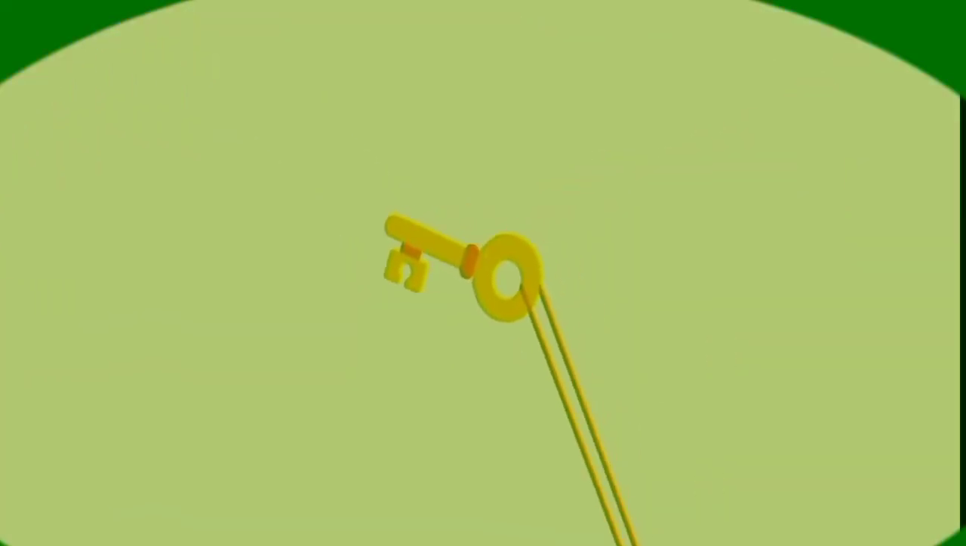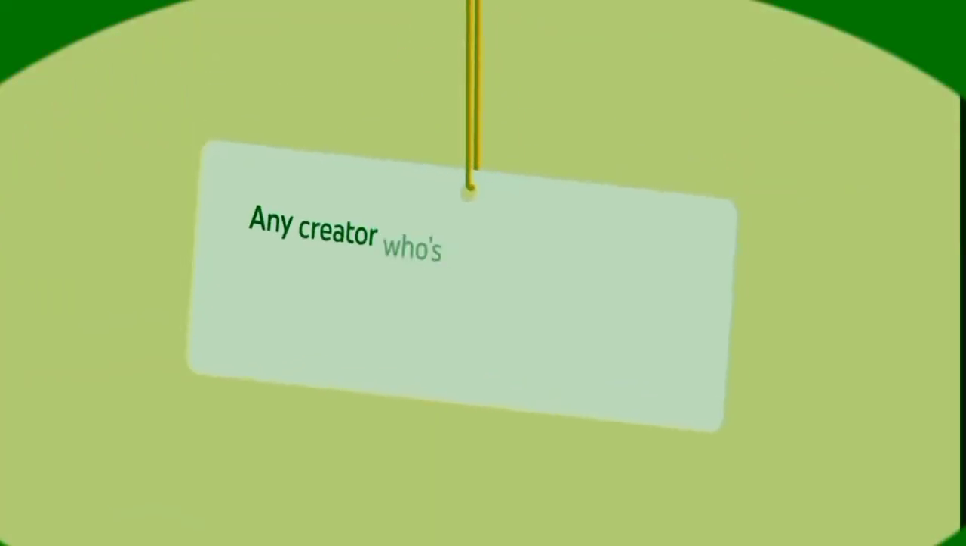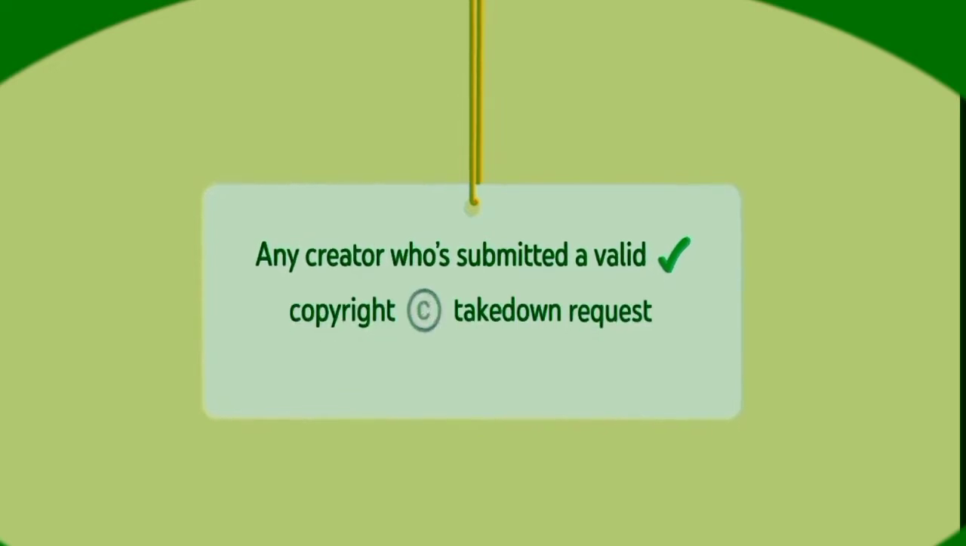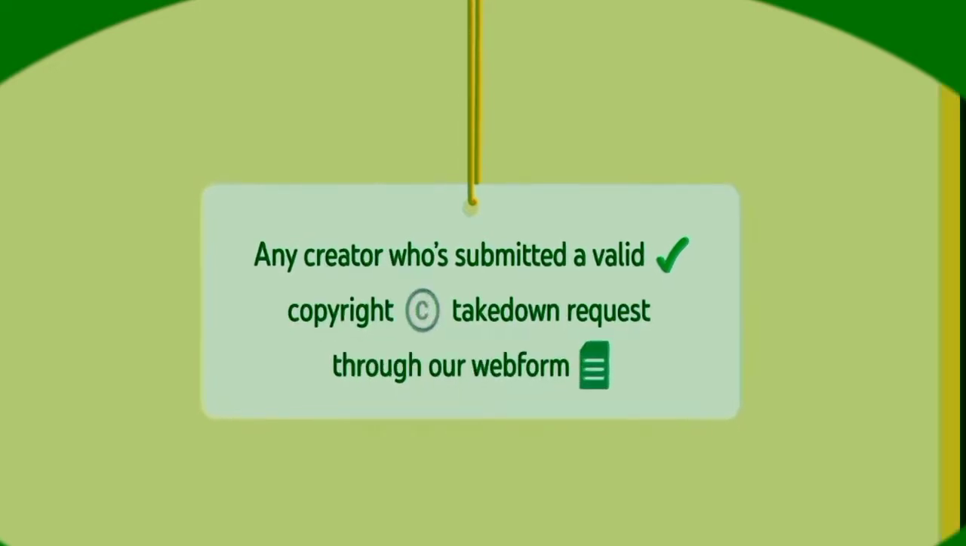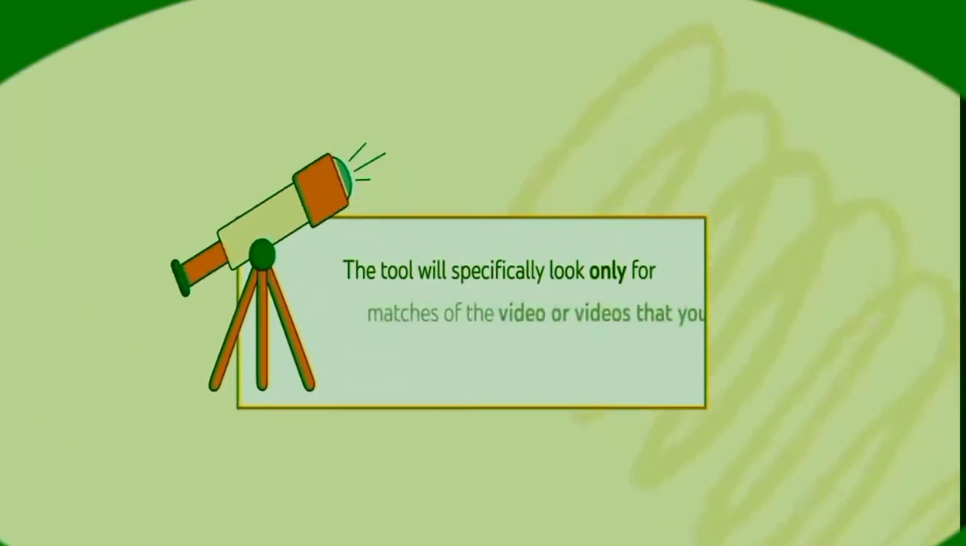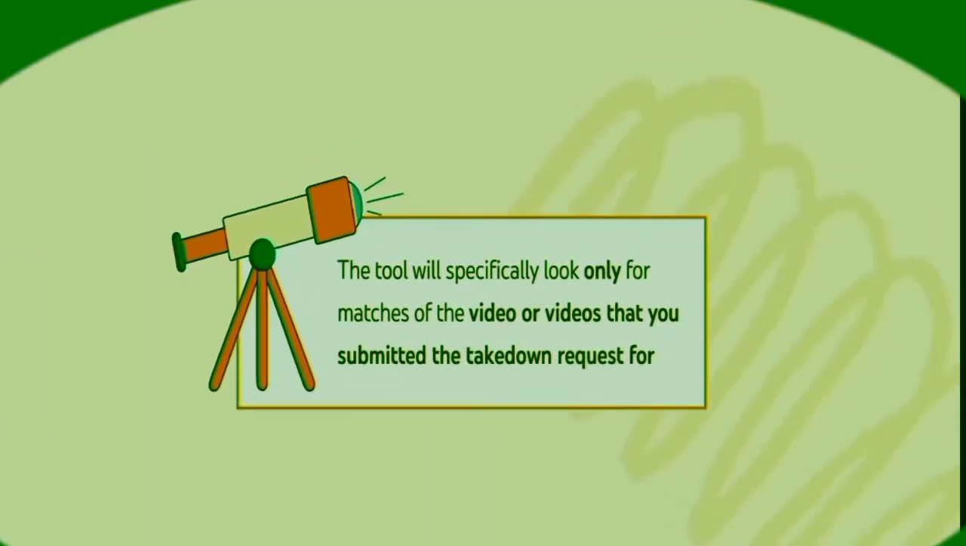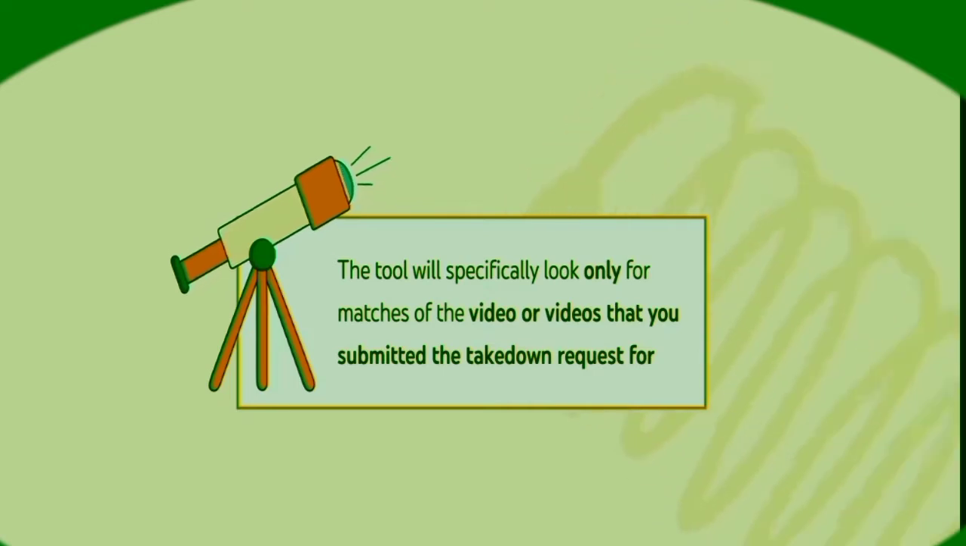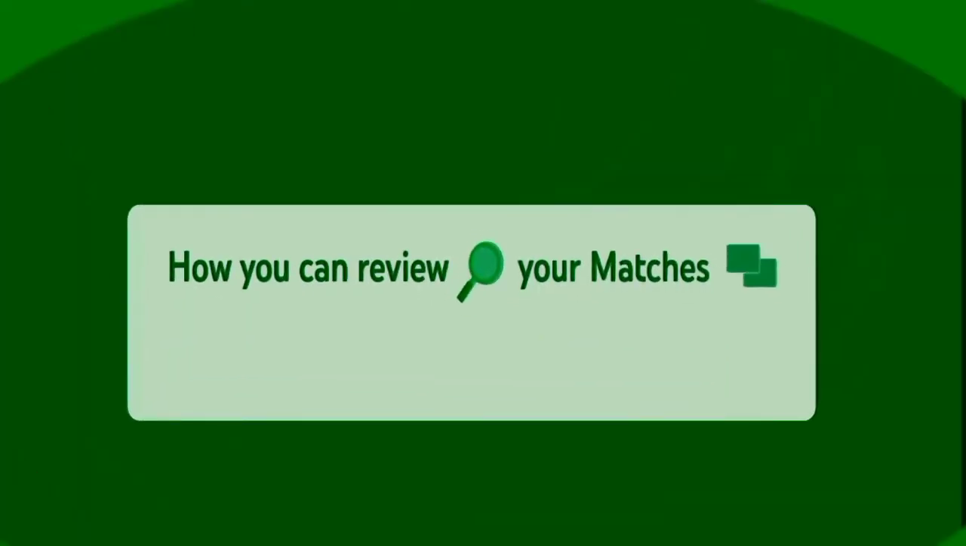The Copyright Match tool is also available to any creator who submitted a valid copyright takedown request through our web form. Once your removal request is approved, the Copyright Match tool will start scanning YouTube uploads for potential matches. Note that in this case, the tool will specifically look only for matches of the video or videos that you submitted the takedown request for. Now let's walk through how you can review your matches and what actions you can take.